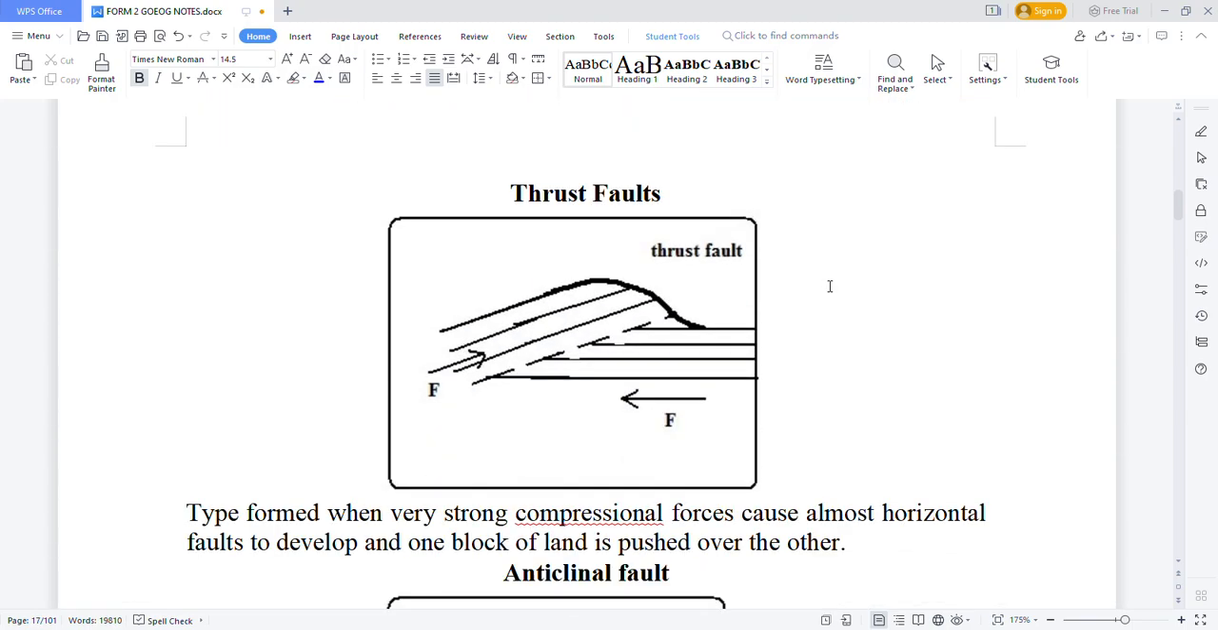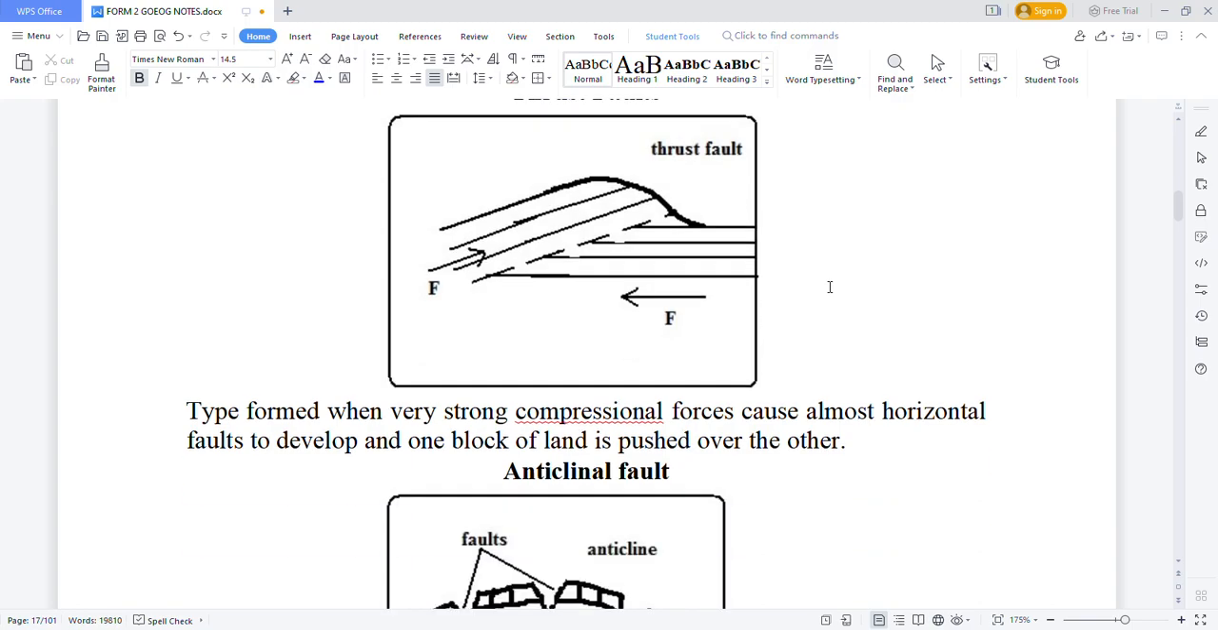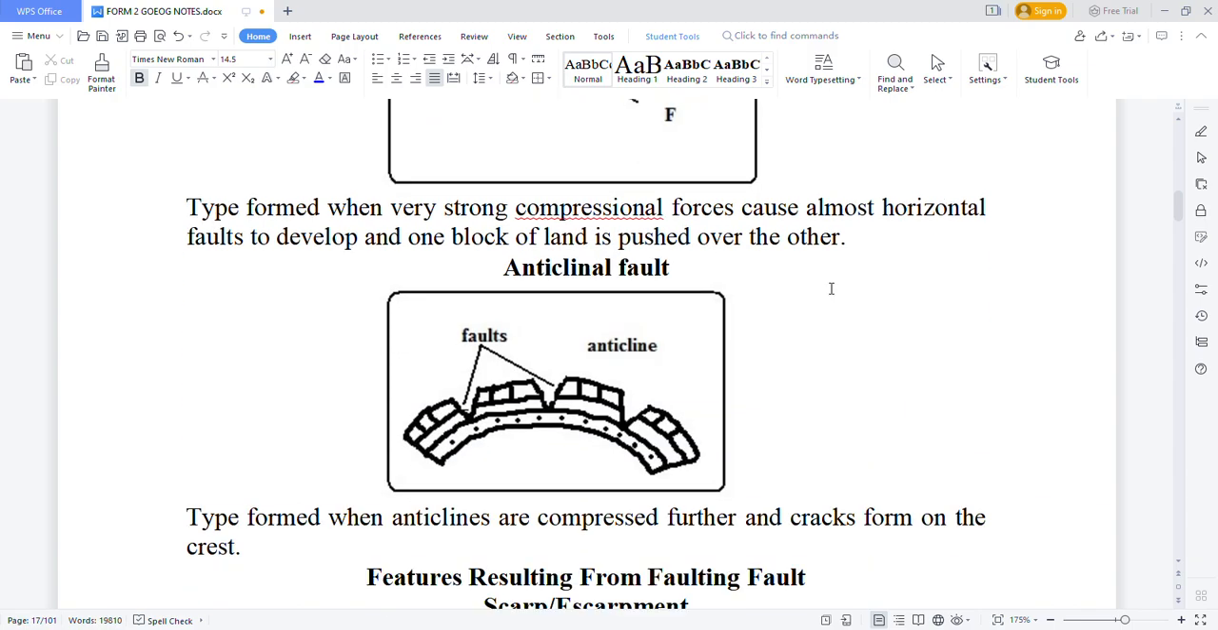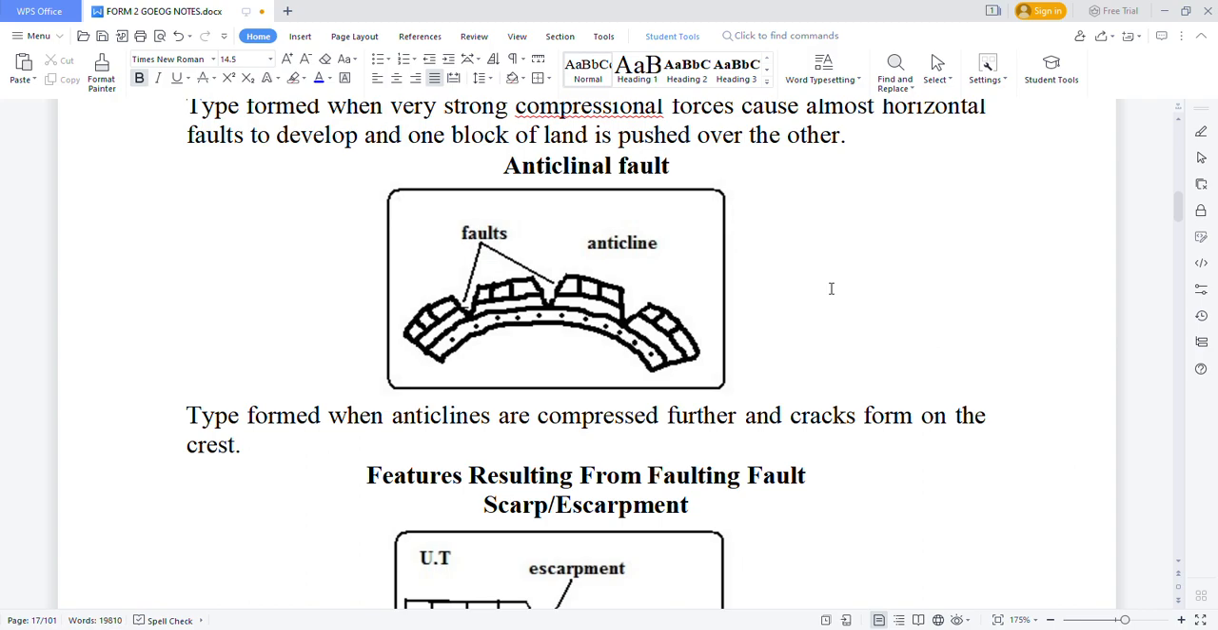Let's talk about thrust fault, formed when very strong compressional forces cause almost horizontal faults to develop and one block of land is pushed over the other. Let's talk about anticlinal fault, formed when anticlines are compressed further and cracks form on the crest. That is how anticlinal faults are formed.